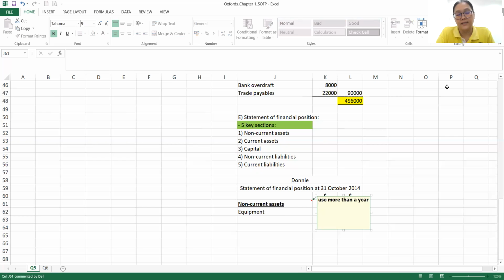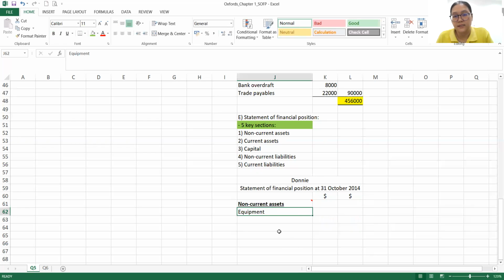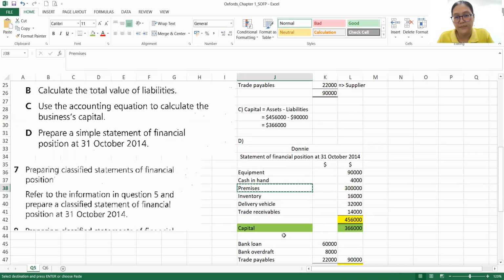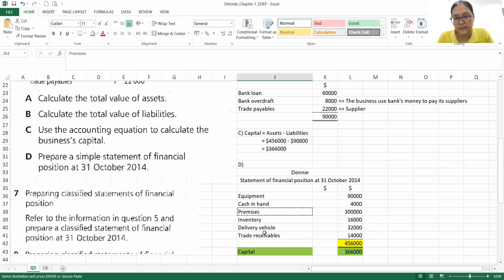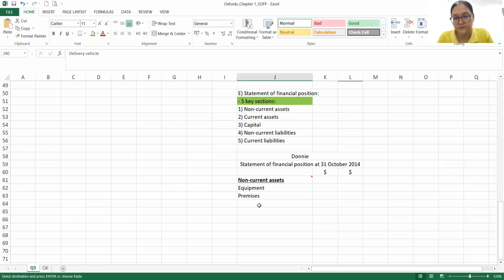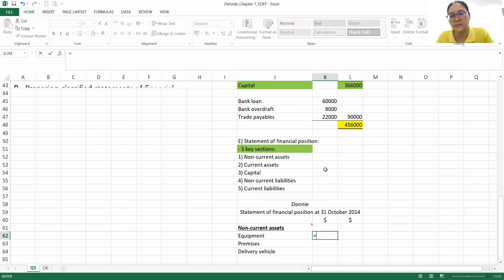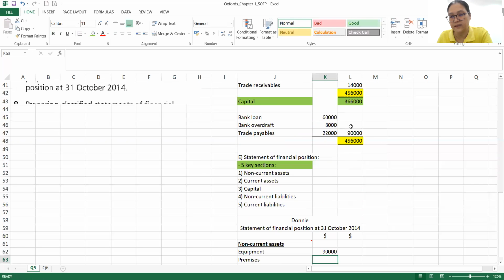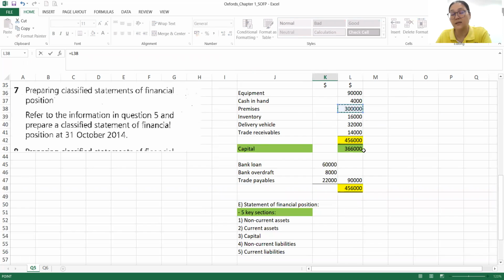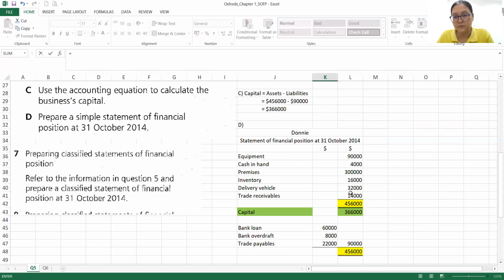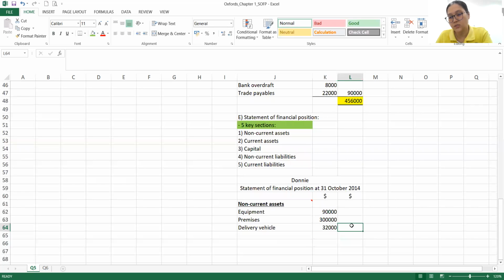Just 1年. And then intend to use, not to sell. Okay, equipment, premises, and then delivery vehicle. So we put down the amounts. This is the first category, the non-current asset. Okay, so these 3 add as a subtotal. So we have the subtotal for the non-current asset, 422,000.